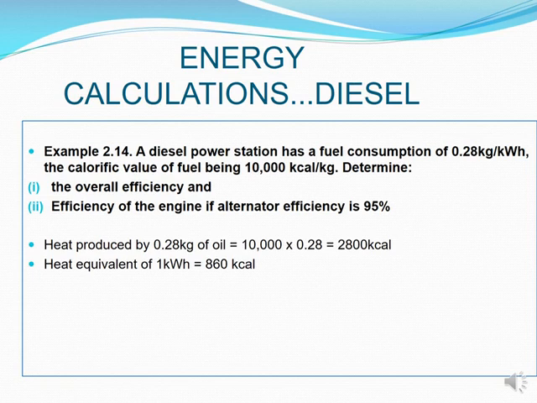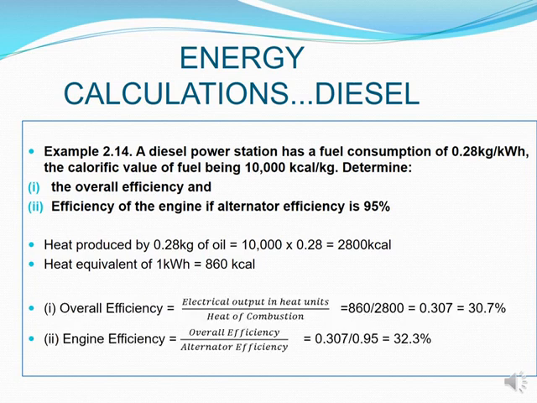So we start with the heat produced by the 0.28 kgs of oil, which is going to be the 10,000 kilocalories per kg multiplied by that 0.28, which will give us 2,800 kilocalories. Then your heat equivalent of 1 kilowatt hour is 860 kilocalories. So your overall efficiency, being your electrical output in heat divided by your heat of combustion, will simply be the 860 divided by the 2,800 that we got, giving us 30.7%.